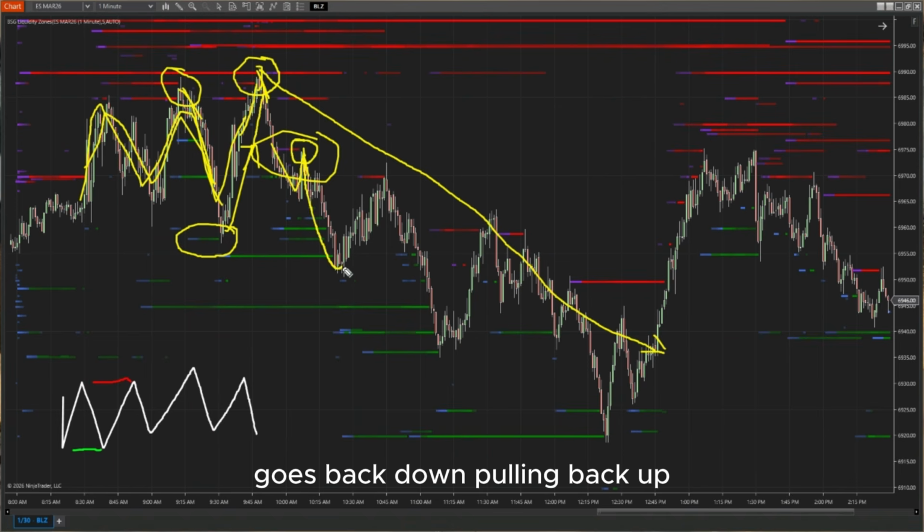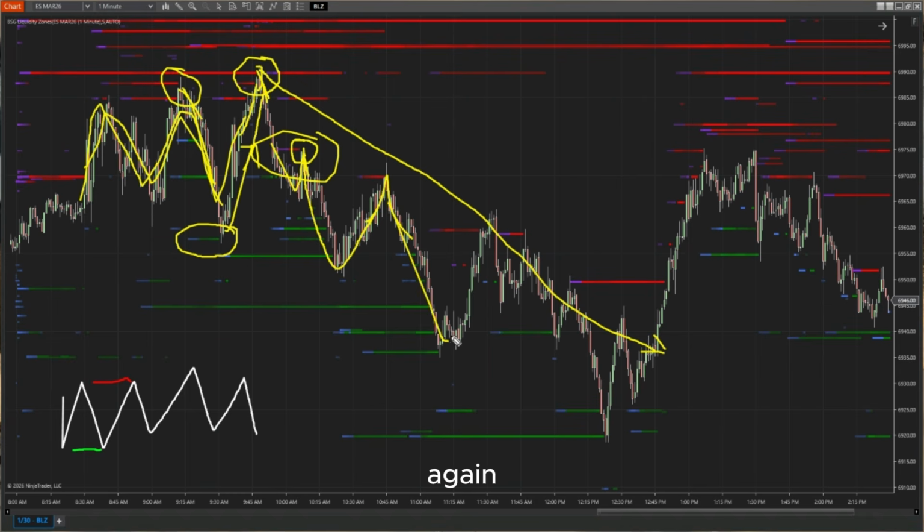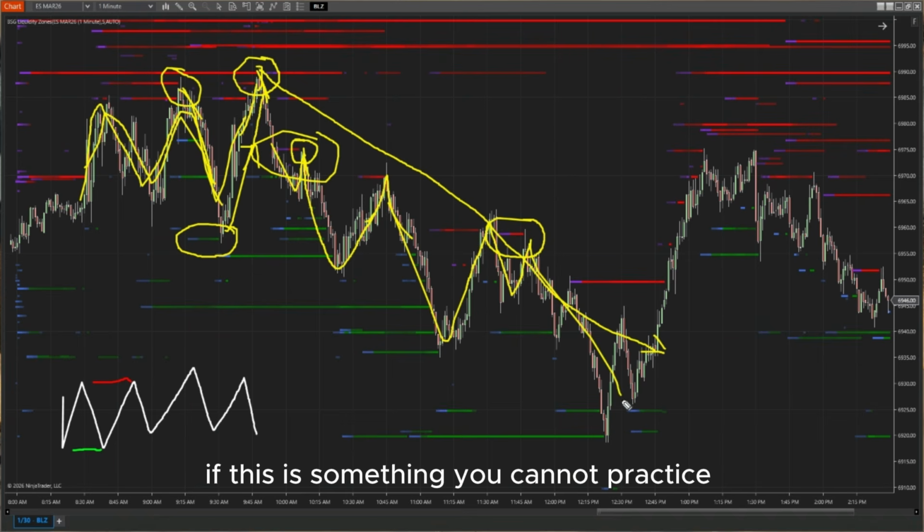It goes back down, pulls back up and goes up. Look at that. There's another liquidity there. Once the price took the liquidity out, rejection again. These are the most effective trades you can take. If this is something you cannot practice in a couple of weeks and then start trading, I don't think there will be any other strategy.